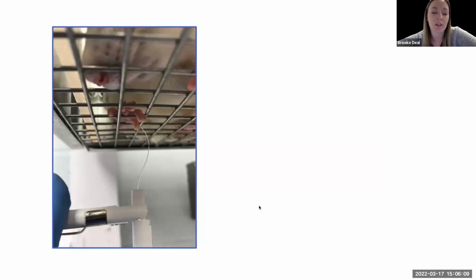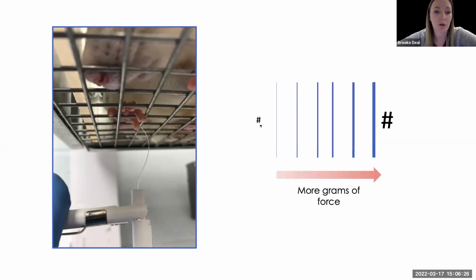In this next photo here, you can see me probing the hind foot of a rat with what's called a von Frey filament. The rat's not bothered. His foot's flat. He's checking me out, but not too bothered by it. And these filaments come in different sizes. So a small filament like this, like a hair, or a big filament like this, like a piece of spaghetti. And the bigger the filament, the more grams of force that can be applied to the paw.